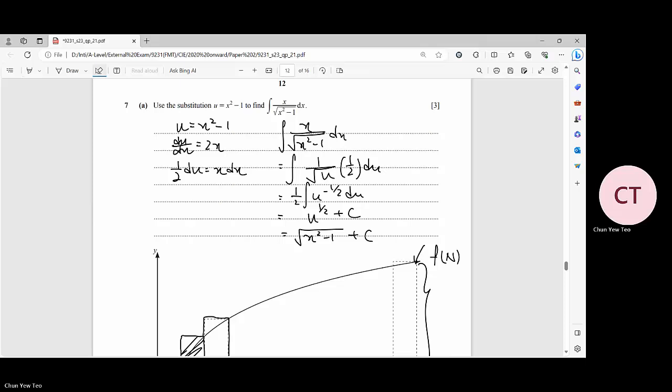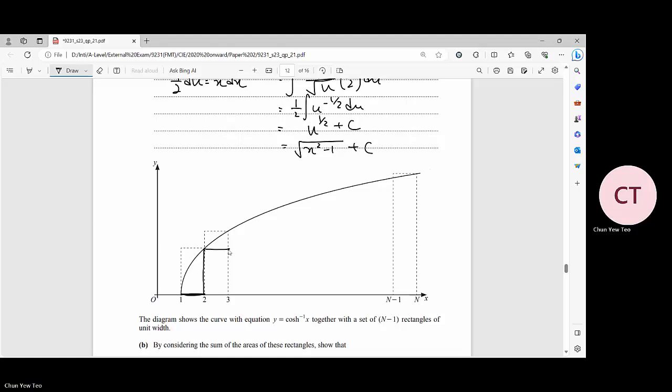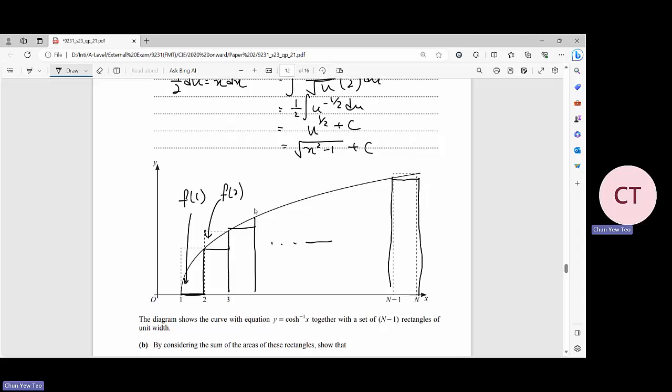To go for the upper bound, we need to reconstruct our diagram again. We don't want to use a rectangle higher than the graph. We want to use a rectangle that is lower than the graph. That means we're going to use this rectangle. Follow the pattern until you get this. So this first rectangle will be F1. This one is F2. This one is F3. And then the last one will be Fn minus 1.